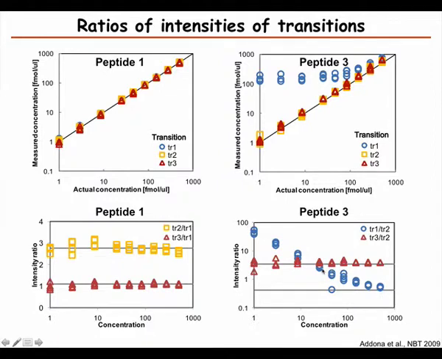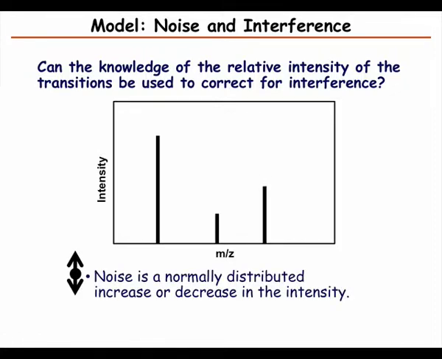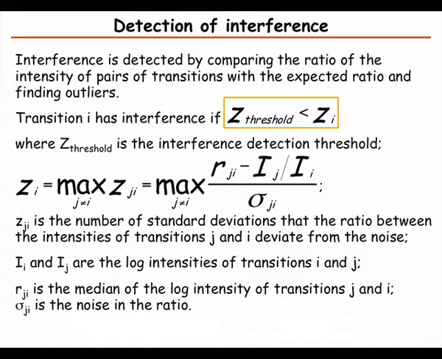So this we can now use to try to detect what's an interference. We did a simple model with noise and interference. We have noise, where the peaks move up and down between different measurements, and then we also have an interference which is always positive. So the noise goes both ways, and the interference is always positive.